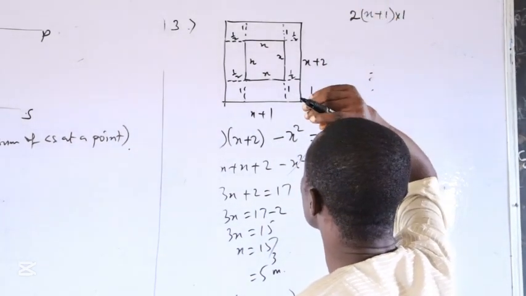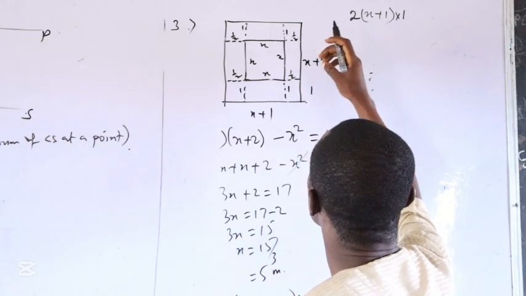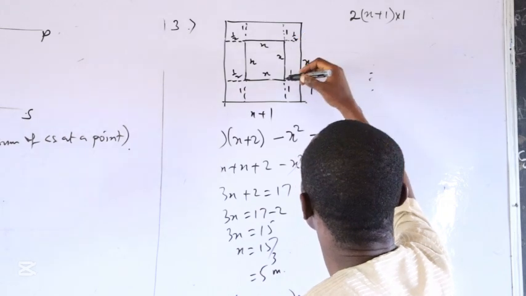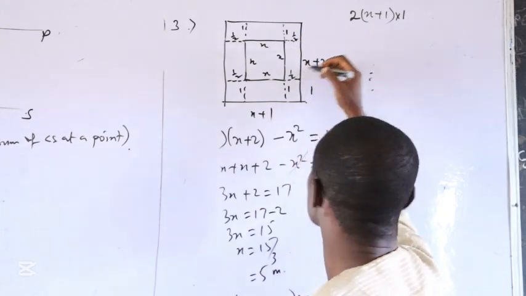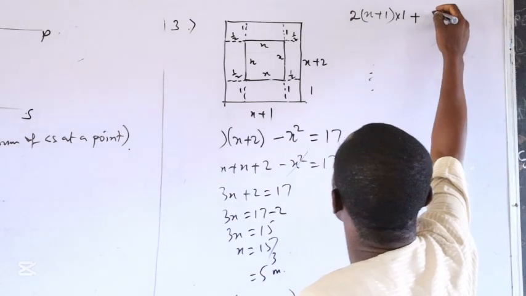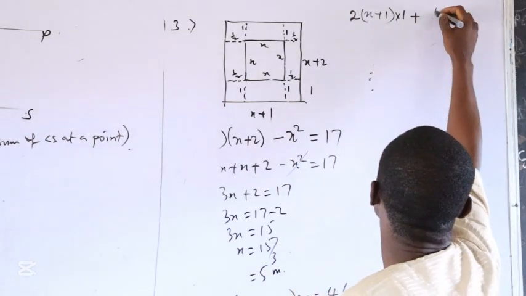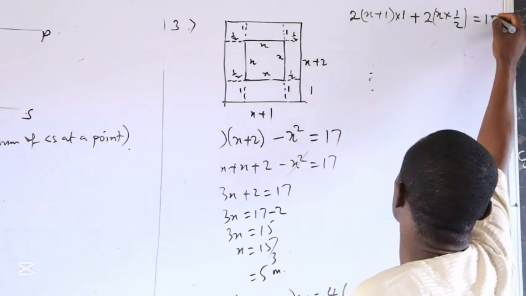Are you there now? Then you later use this method, x. This is from here, this is x. But this one is half. You now use plus x times half. And you also have times 2 of that. You now equate it to that 17.